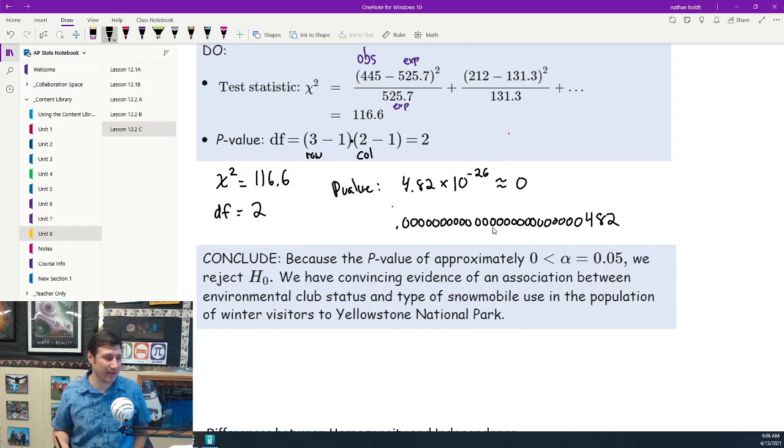So our conclusion, no biggie here either. Because the p-value of approximately 0, yeah, they don't even write it out, is less than alpha at 0.05. We reject the null. We have convincing evidence of an association. All right, this is our alternative. We have convincing evidence for the alternative. What was the alternative? There is an association between the two variables. So variable 1, variable 2. They did not say one caused the other, right? One does not cause the other. We don't have any evidence of that. We have an association between the two in the population, all right?